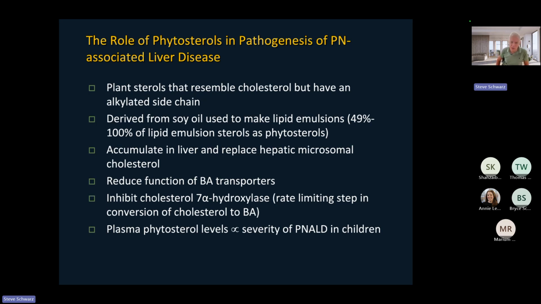In the days when we were giving intralipid, remember that intralipid is largely made from soybean oil, and this contains phytosterols. Phytosterols are plant sterols that resemble cholesterol. They're derived from soy oil, which is used to make lipid emulsions. They accumulate in the liver and replace hepatic cholesterol. This results in a reduced function of bile acid transporters and an inhibition of cholesterol 7-alpha hydroxylase, which, if you remember, is the rate-limiting step in the conversion of cholesterol to bile acids. And plasma phytosterol levels are directly proportional to the severity of parenteral nutrition-associated liver disease.